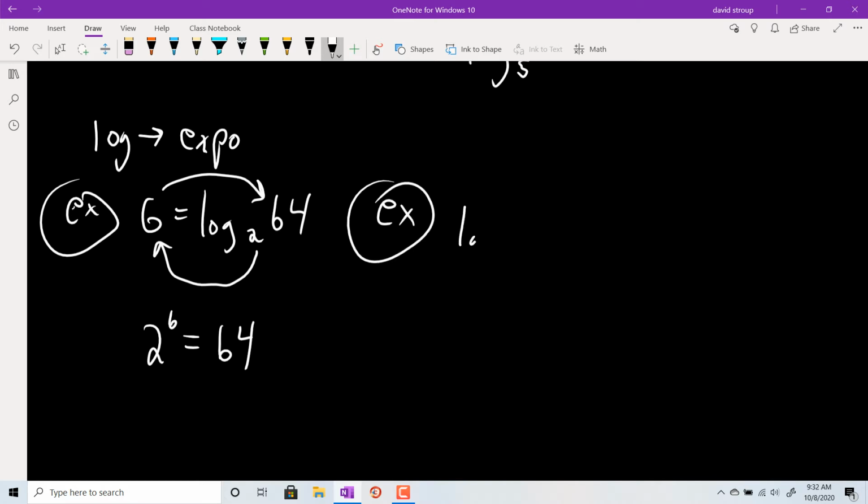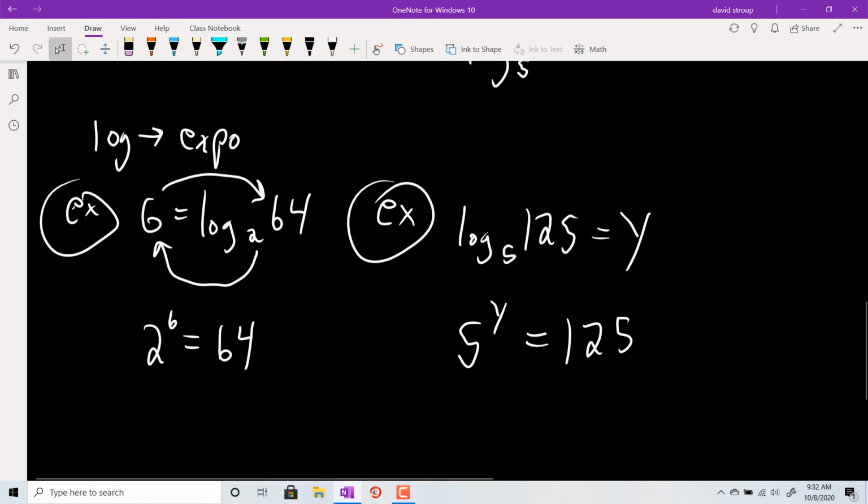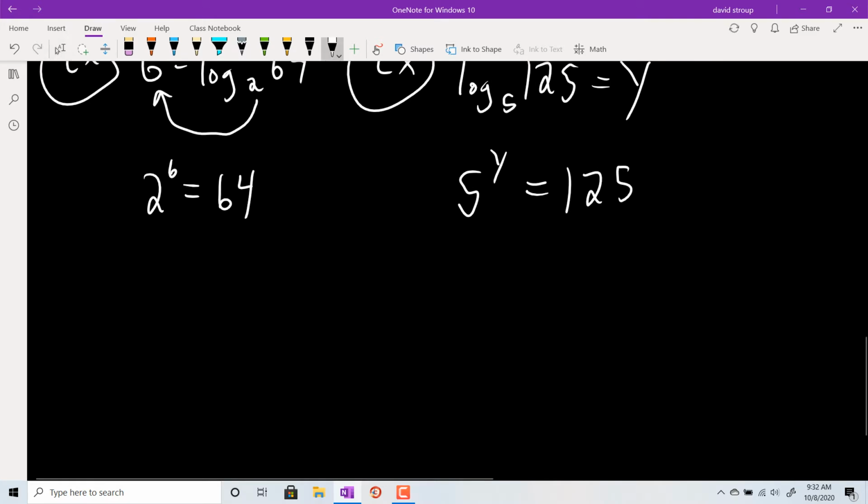Another one, log base 5 of 125 equals y. So it'll be 5 to the yth power equals 125. And you can actually solve for that y value. It's 3, right? y is 3. So that kind of is the spiel. Let's move on to evaluating logs.